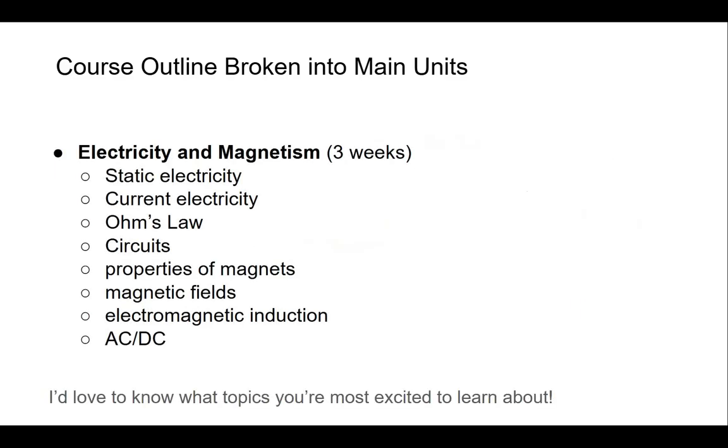Then we're going to spend our final 3 weeks learning about electricity and magnetism. We're going to break it up. We're going to spend 1 week talking about static electricity and another week talking about current electricity. We're going to learn how circuits work, how resistance works. Then we're going to talk about magnets, magnetic fields, electromagnetic induction, and how AC/DC power works. So these are the topics, okay?